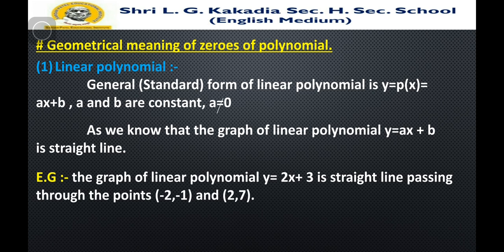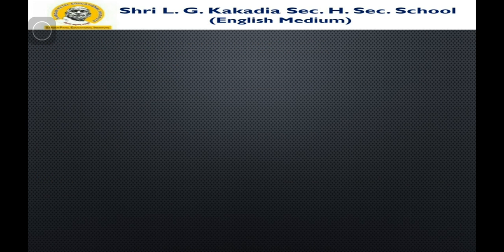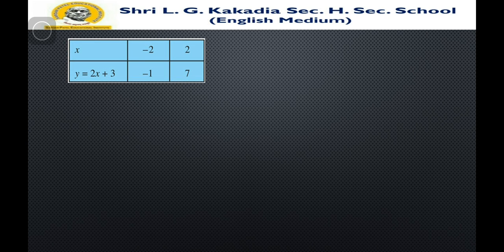For example, we draw the graph of a linear polynomial and we find the zero of the given polynomial by formula and also from the graph. The graph of the linear polynomial y is equal to 2x plus 3 is a straight line, passing through the points minus 2 comma minus 1 and 2 comma 7. These are two points through which the line passes. Let us draw the graph of the given polynomial. For that we find two coordinates.